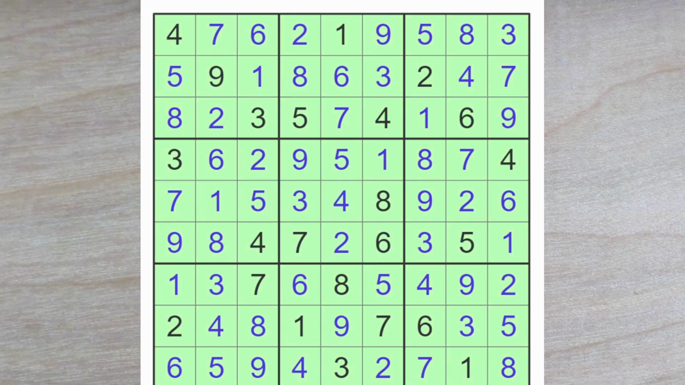So this was an evil puzzle, according to Sudoku.com. Quite okay, not too difficult.